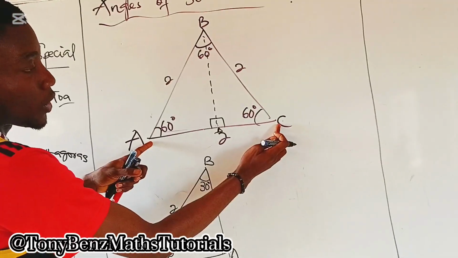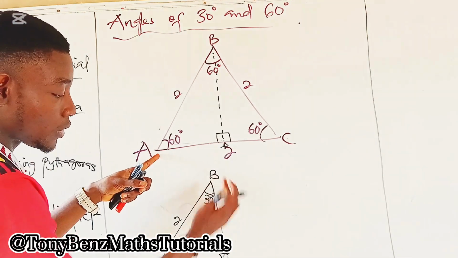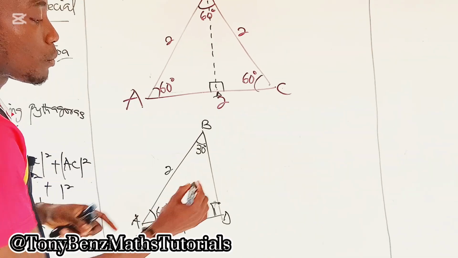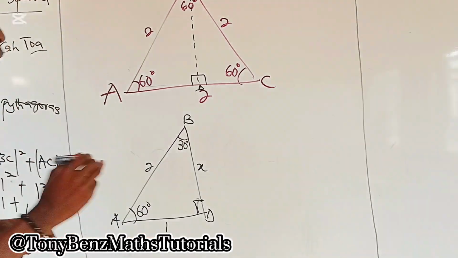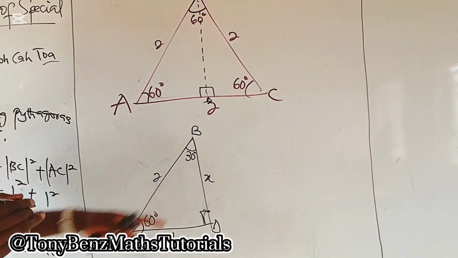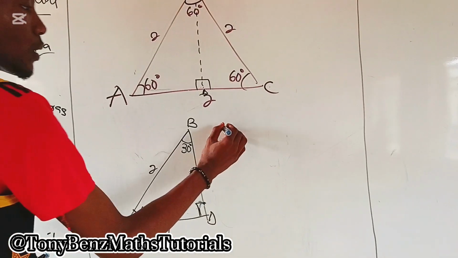Here, from here to here is 2 units. But once we divide in the middle, that means here is 1. But here, we don't know what is here. We name it to be S. So let's find what is here by using Pythagoras theorem.